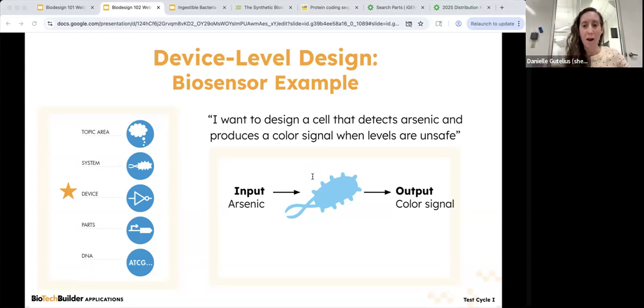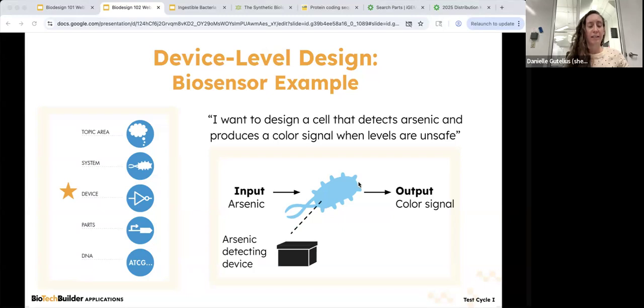Okay. So we did talk last time about the possibility of needing more than one device to get your chassis to perform the desired functions. Remember that unless you choose to use a cell-free system, you will be coding living cells to perform these functions, right? So it's a little tricky. The device level design is where you can start to lean on your mentor a little bit more for help. They will definitely help you out with that.